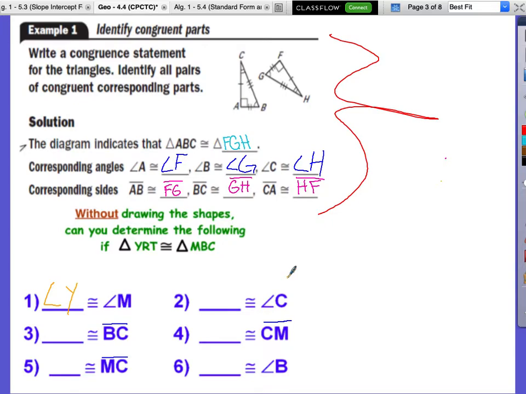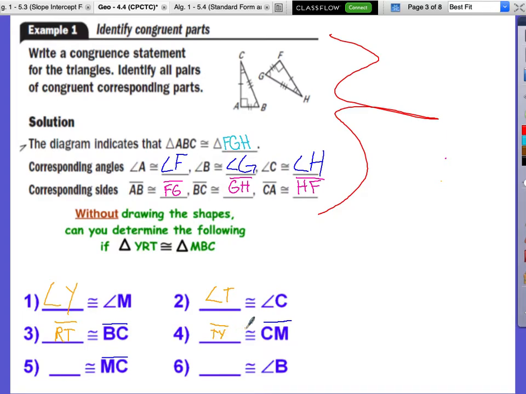Okay. Angle C is congruent to angle T. Third letter, third letter. Segment BC is congruent to segment RT. Could we also call it TR? Yes, we could. Same segment. Segment CM is congruent to segment TY. Could we also call it YT? No. But you could, yes, you can.